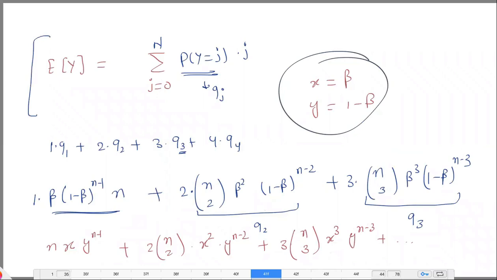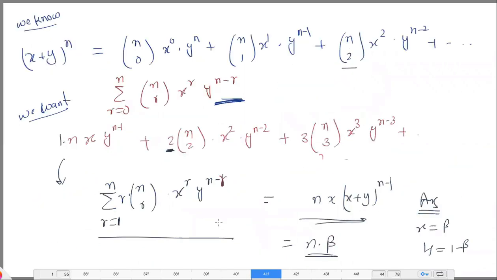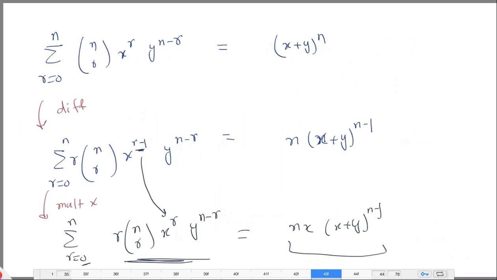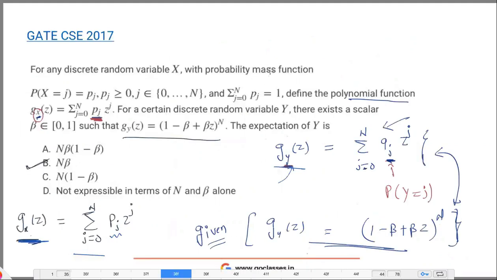So once I do this, then again this is this form, then again I needed to solve this. This is what we know already. I wanted this, so we needed to just differentiate and then do some multiplication. Okay, so finally we got this. But how to solve this in the exam? I think we can do it easily by just plugging in some value. Let me just take n equal to 1 only.